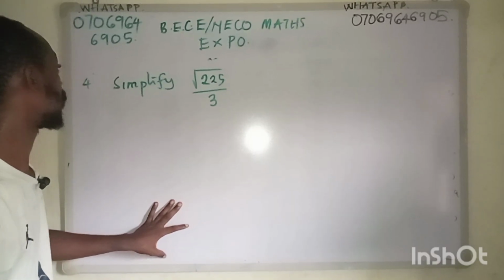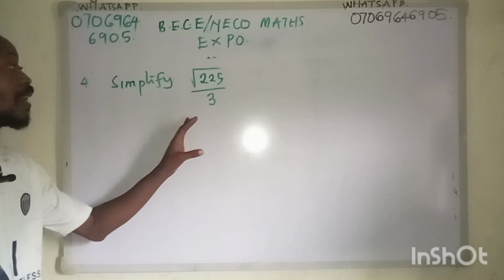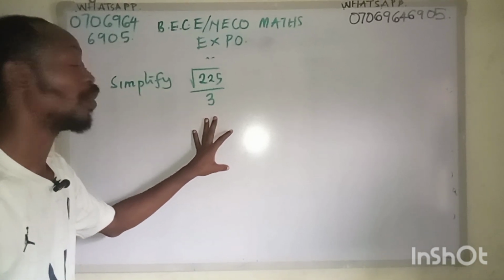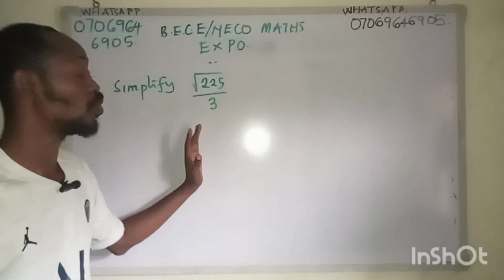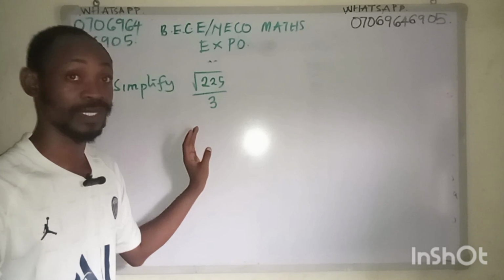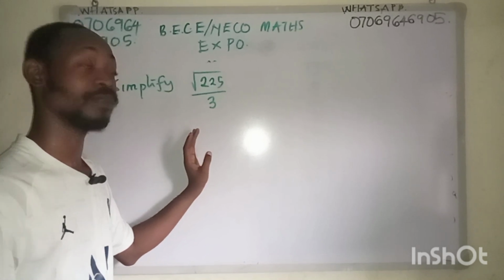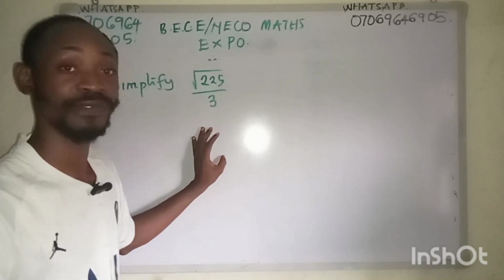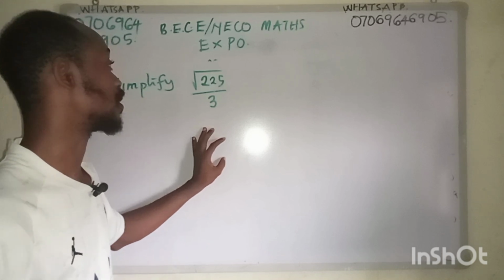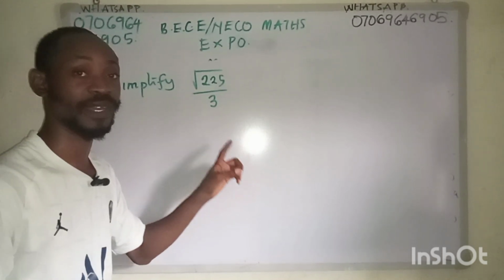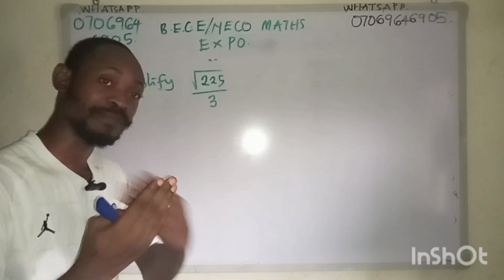All right, number 4 question. It says simplify square root of 225 all over 3. Guys, you need to know your perfect squares. 1 times 1, 2 times 2, 3 times 3, 4 times 4, 5 times 5, all these numbers. So what number is going to give us 225 when we multiply it by itself?